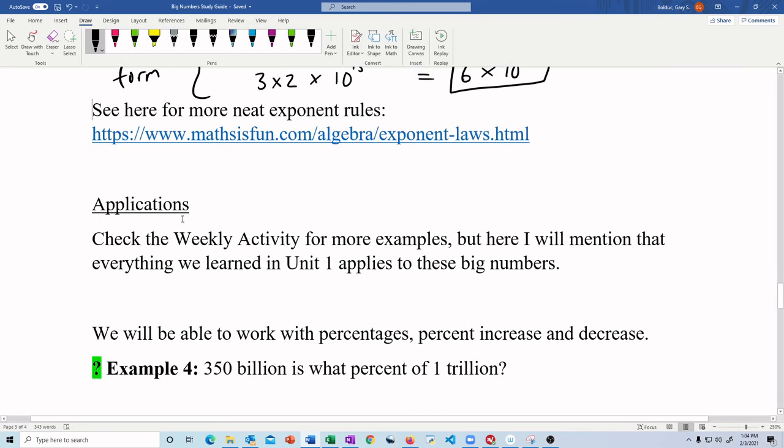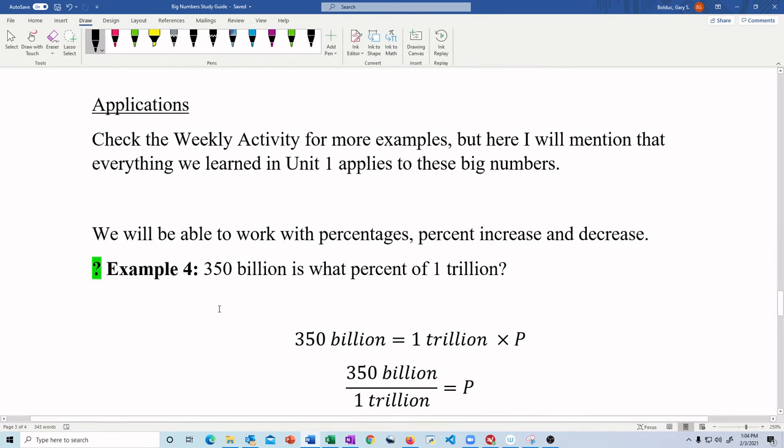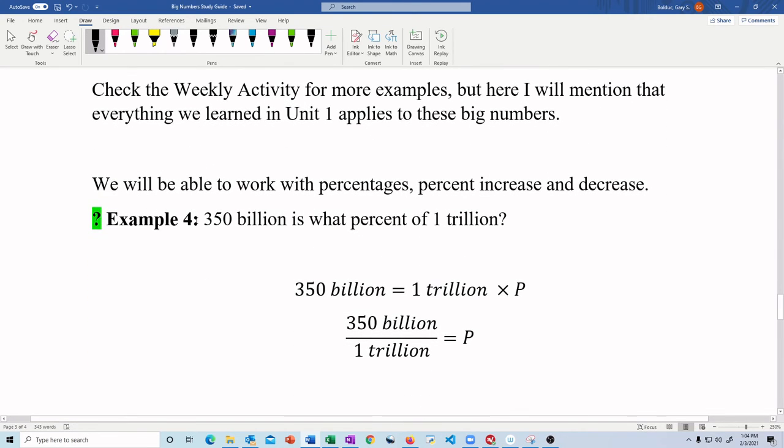Okay, so now that we have these big numbers, we can do everything from Unit 1. So what does that look like? And we're going to do more of these as we go. So this isn't all of the things we can do, just 2 examples. First one, example 4. 350 billion is what percent of 1 trillion?